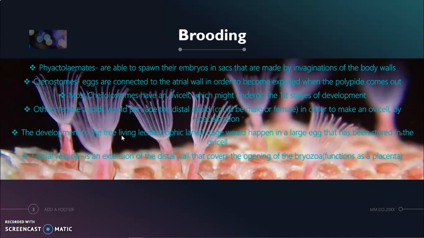Usually the development of the larval stage would normally happen in a large egg that has been stored in the ovicell. And the ooecial vesicle is an extension of the distal wall that covers the opening of the bryozoan. It basically functions as a placenta. If you don't know what a placenta is, it's an organ that develops in the uterus during pregnancy. It provides oxygen and nutrients to the growing baby, and it also removes waste too, so that's pretty neat.